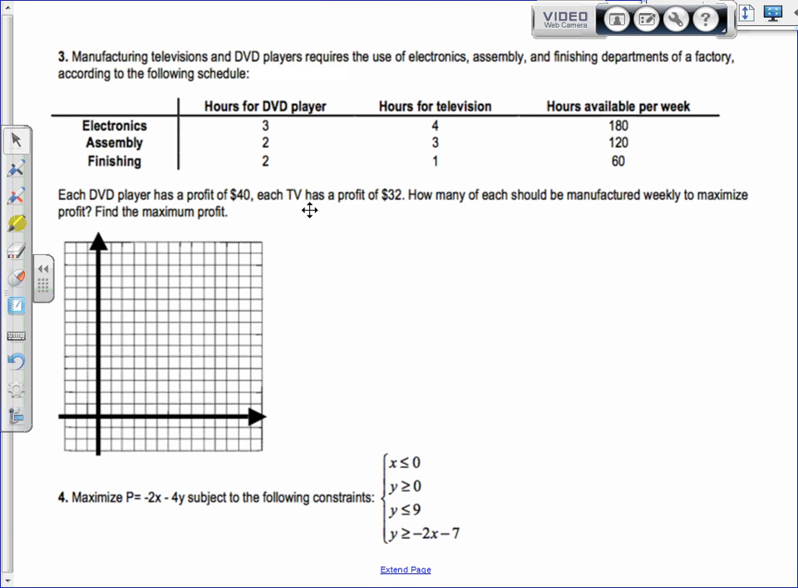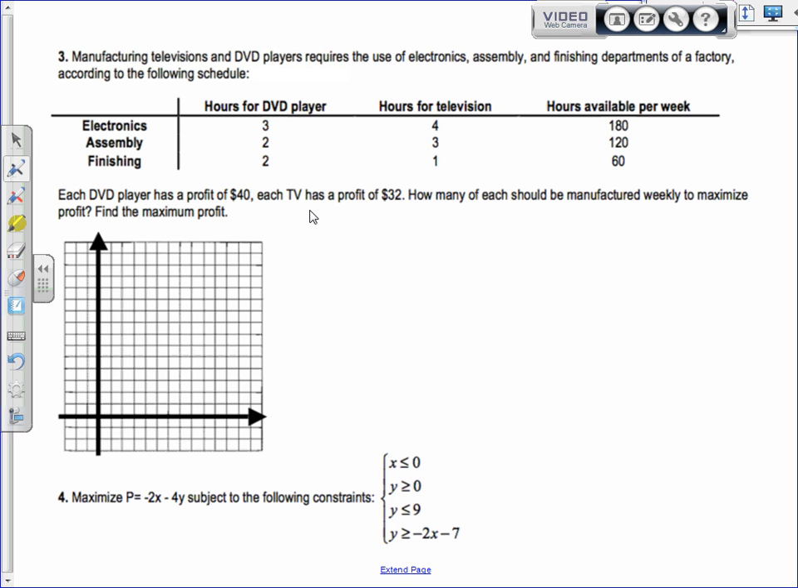So as we do this problem, we only have a certain number of hours in each department available. So for instance, let's say that you can work 30 hours. So the people in this factory only work 30 hours in a week. Okay, so then the hours available per week in the electronics department is 180 hours. So there's probably like 6 people working. Does that make sense? So you can't work overtime. We can't have over that amount of hours.